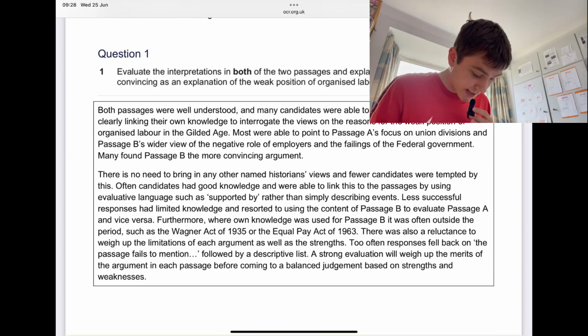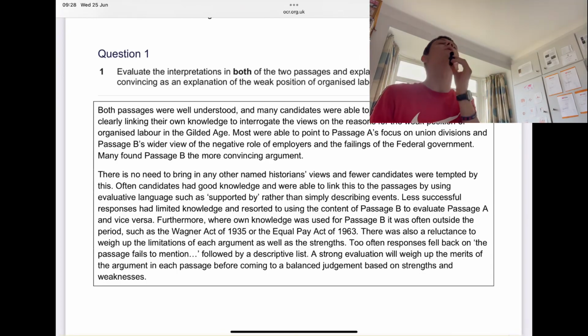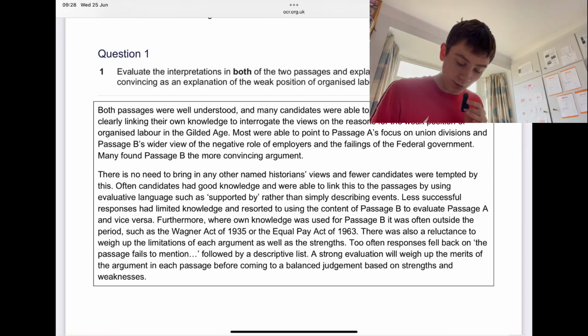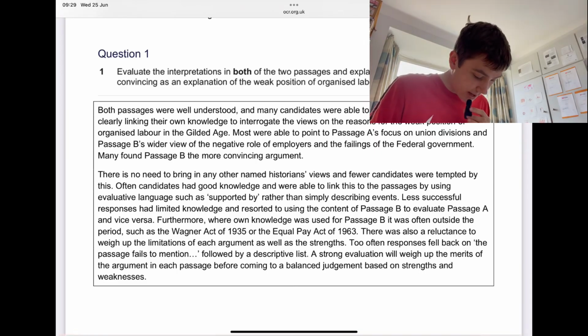Less successful responses had limited knowledge and resorted to using the context of passage B to validate passage A, which is not what they want. You have to use your own knowledge, you can't be using interpretations, and vice versa. Furthermore, where own knowledge was used for passage B, it was often outside the period, such as the Wagner Act 1935 or the Legal Pact 1963. There was also reluctance to weigh up the limitations of each argument as well as the strengths.